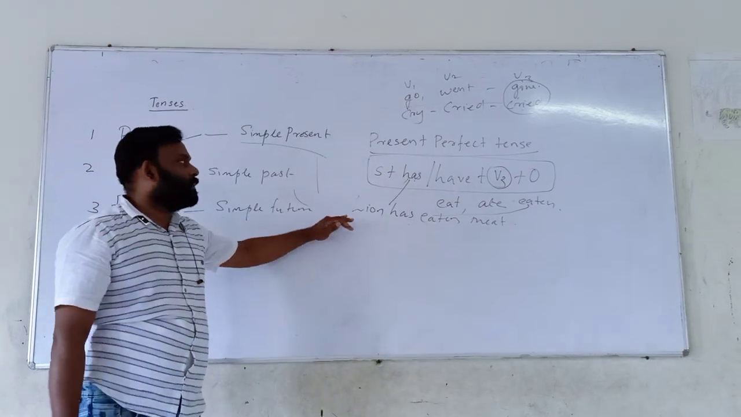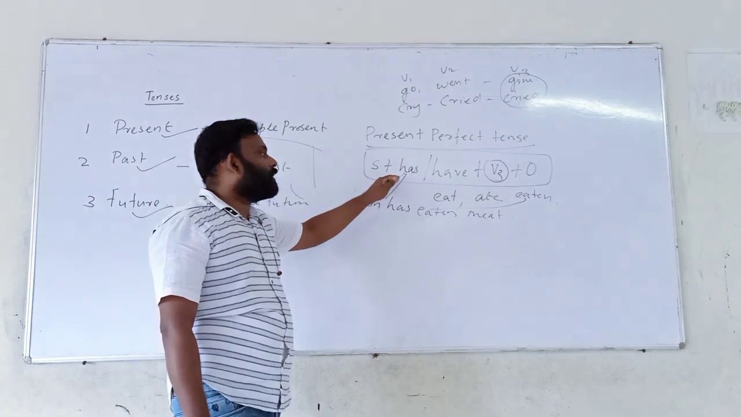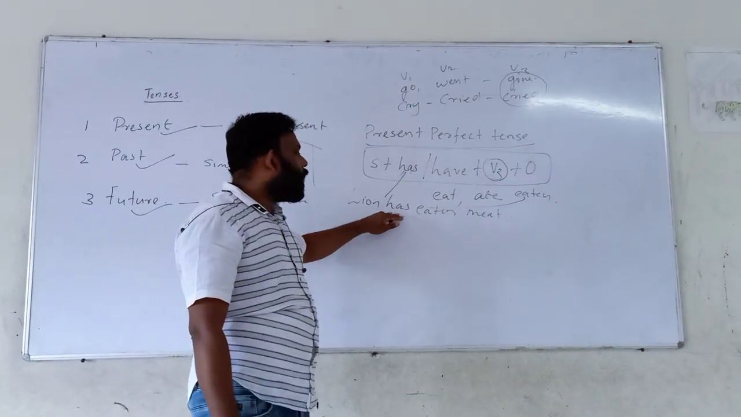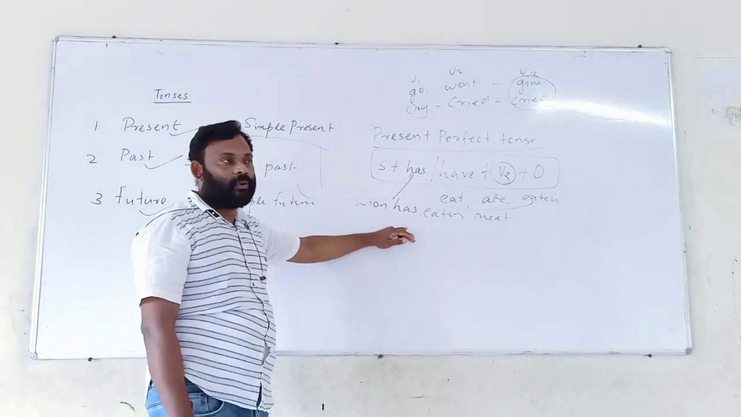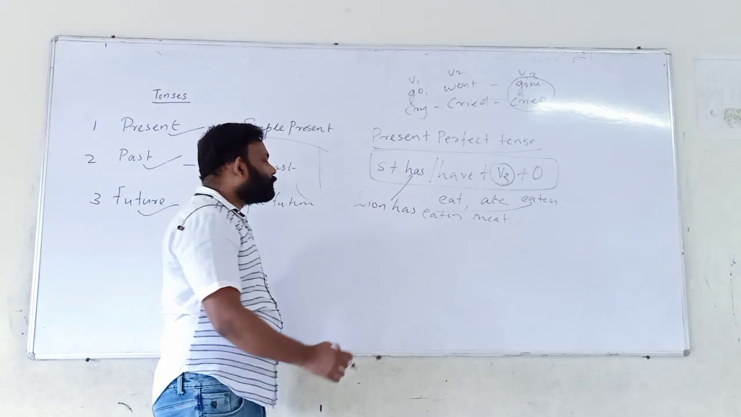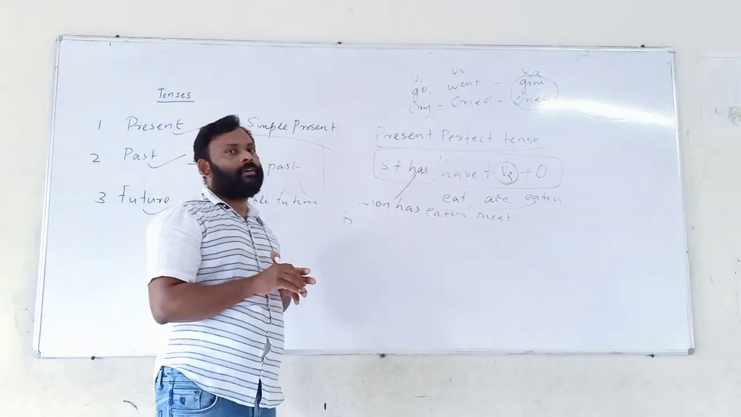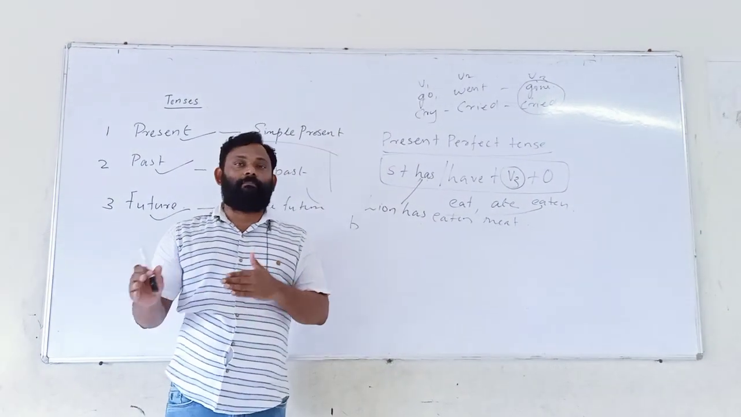So this is the present perfect tense. Understand the form? Subject plus has or have plus V3 plus object. So lion has eaten meat. This is the example which we give for this. Now, what are the uses of present perfect tense? Present perfect tense is used to express an action which has just been completed.